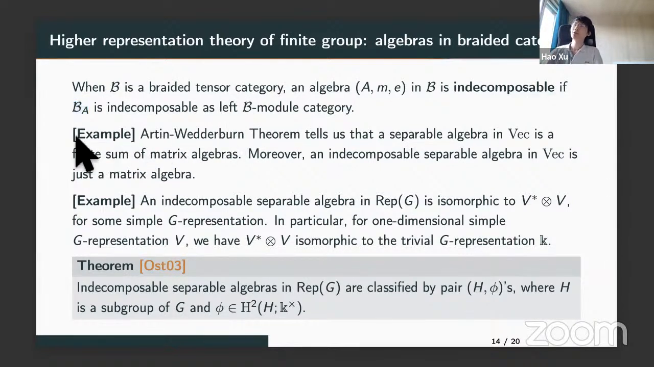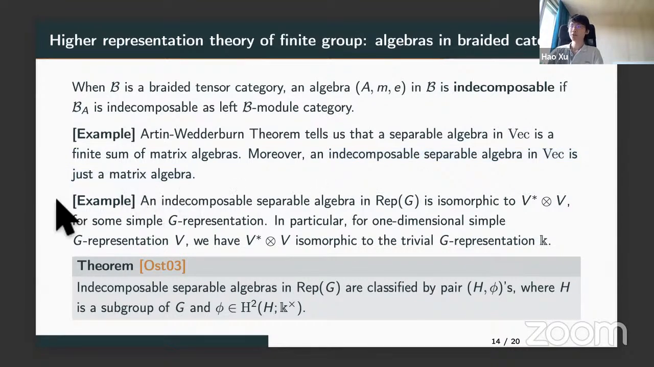Okay, now we have various examples. The simplest example is in the category of vector spaces, VEC. By the Artin-Wedderburn theorem, we know a separable algebra in VEC is just a finite sum of matrix algebras. Moreover, if you require it to be indecomposable, then you just have a matrix algebra.